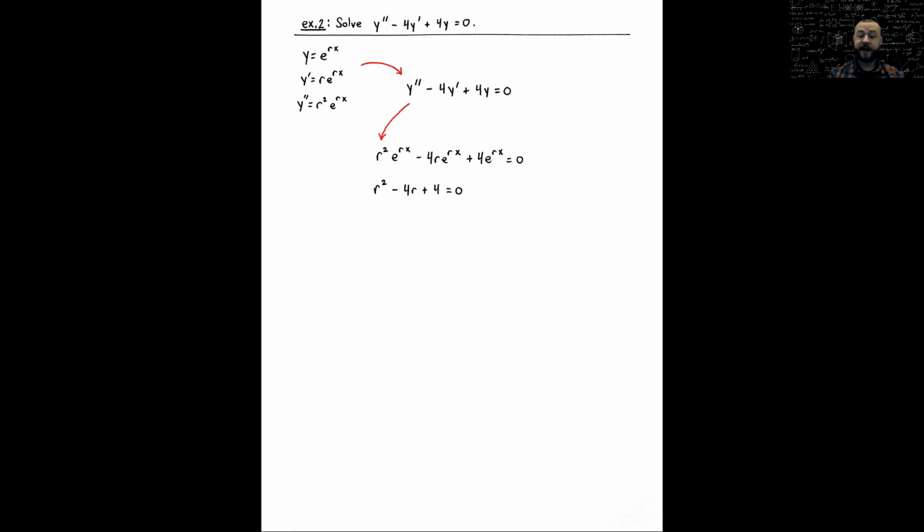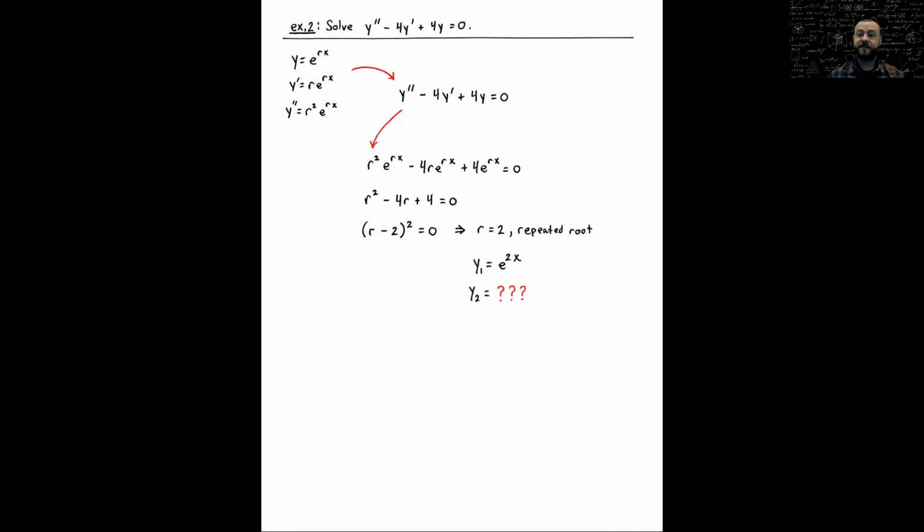All right, now this one actually does factor. You can factor it as r minus 2 times r minus 2, which we can write as r minus 2 squared. And since the same factor occurs twice, we get what's called a repeated root. So the solution for r is just the value r equals 2, but since there are two factors that are the same, we call that a repeated root or a repeated solution. Now that value of r gives us one solution, y1, which is e to the 2x.